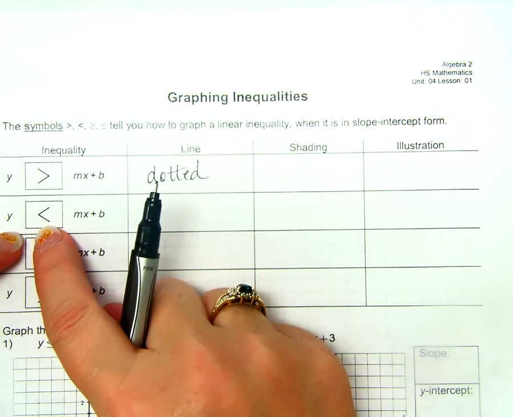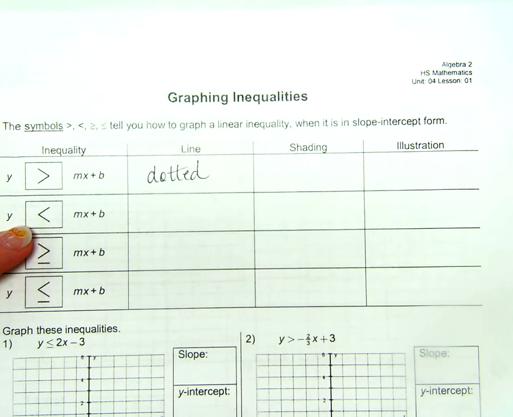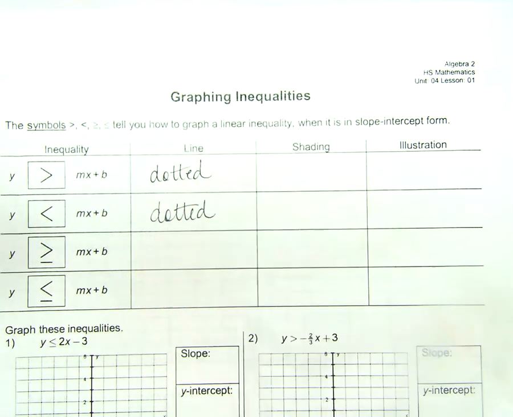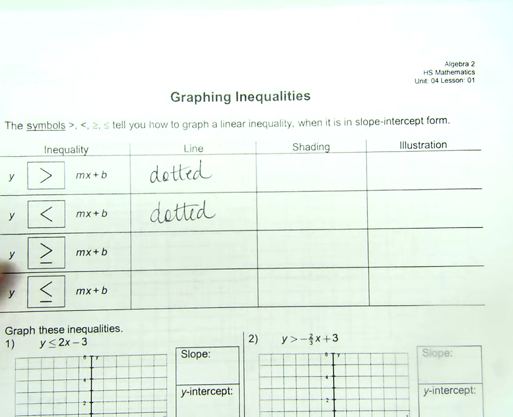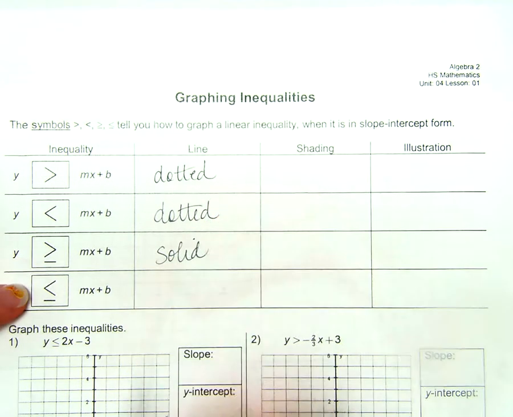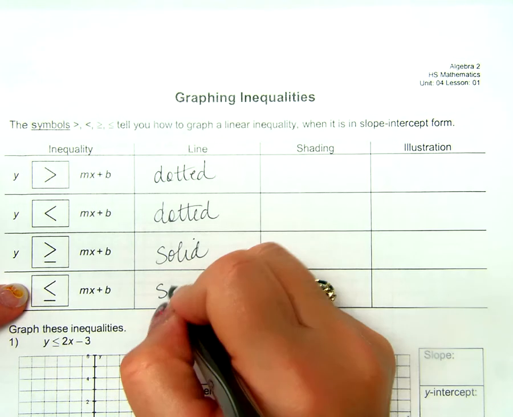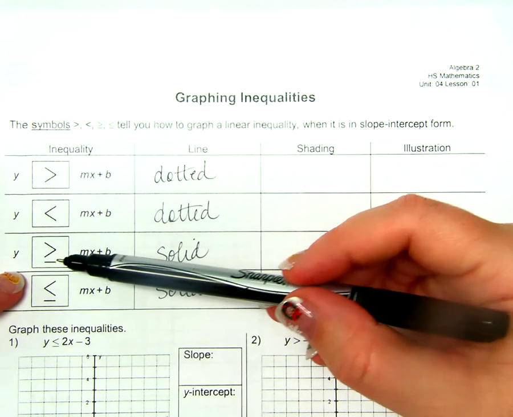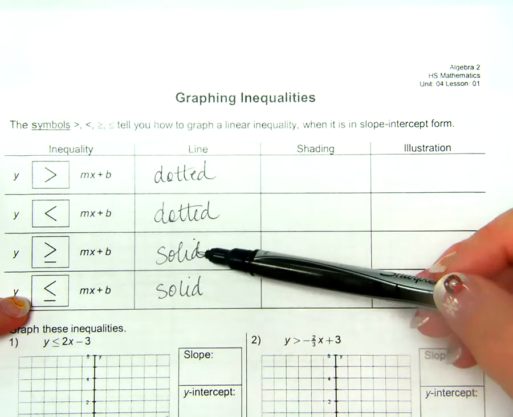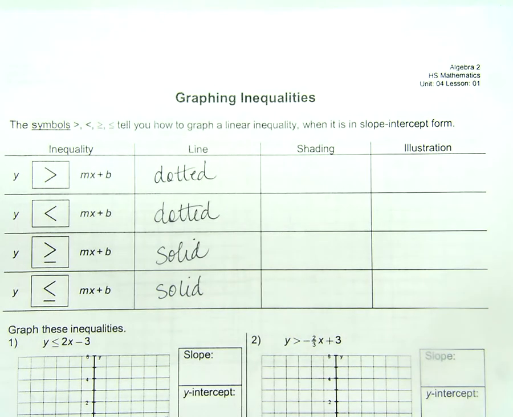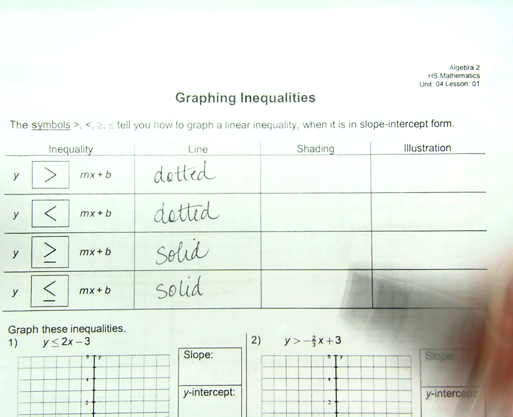What kind of line are we going to draw when it's just a less than symbol? A dotted line. What kind of line do we draw when it's greater than or equal? A solid. And less than or equal? A solid. How are you going to tell the difference if it's dotted or solid? Whether it's equal to or not, right? Robert says if there's a line underneath here, then I draw a solid line. If there's no line underneath, it's got to be dotted. Is that good? Okay.